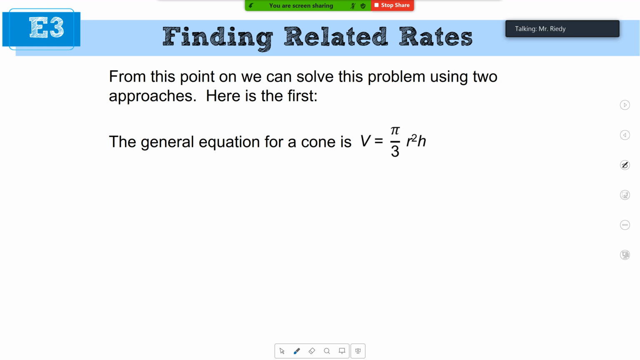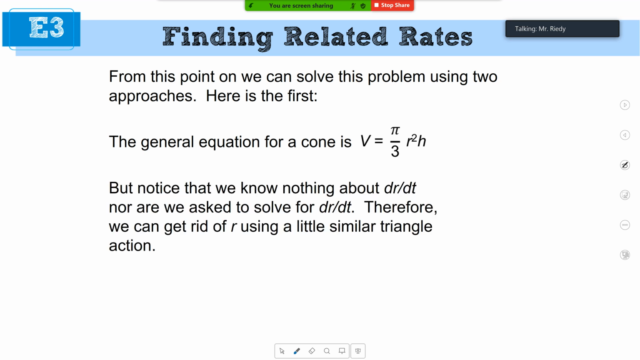Okay? So the 2 approaches go like this. I can do some math and get rid of one of the variables, my preferred method, or I can just grind it out and get rid of it later. I prefer the former, not the latter. So to do that, you'll recall from geometry, we did a little similar triangle thing.